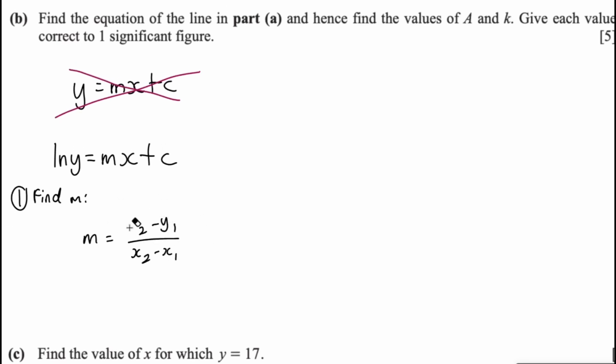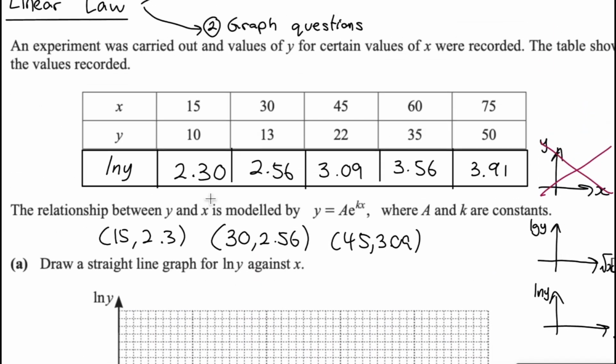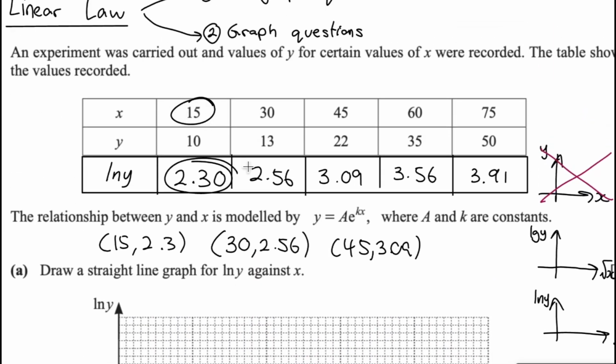We are using the two ln y values. So this is really important. You should not use the y values that you have in your table, but rather the ln y values. And so what you can do is go back all the way up here, and take two ln y values and two x values from two different coordinates. In this case, I'll just take the two that are furthest apart.